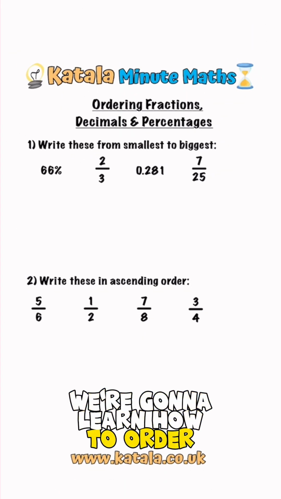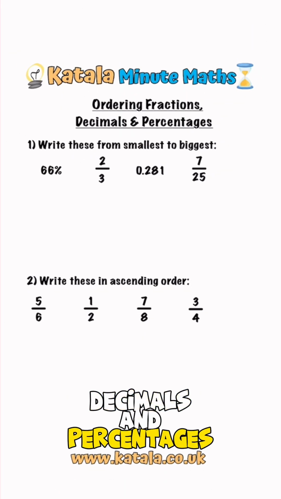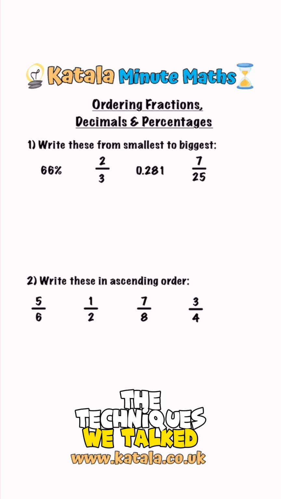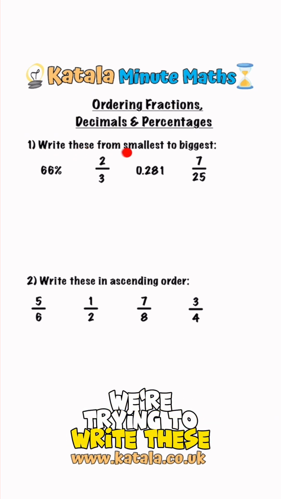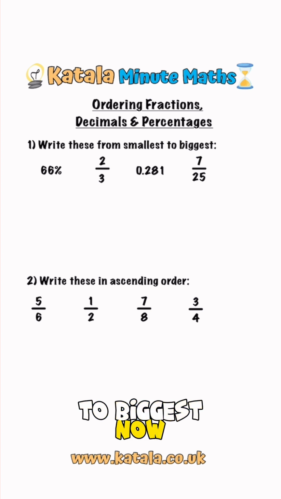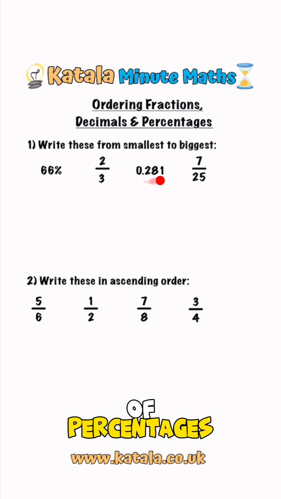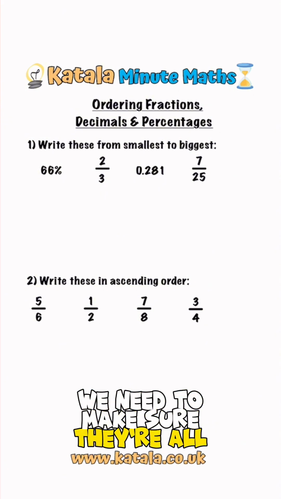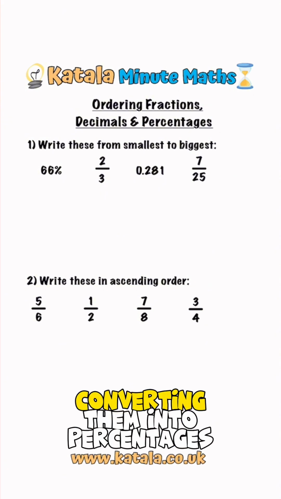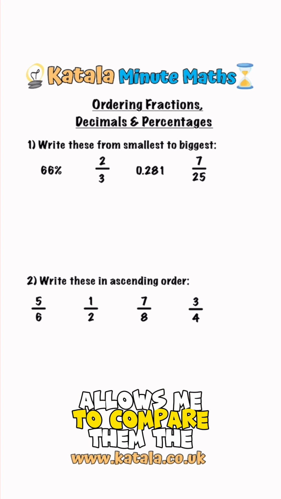In this clip, we're going to learn how to order fractions, decimals, and percentages, and we're going to be using the techniques we talked about in converting fractions, decimals, and percentages. So question 1, we're trying to write these numbers from smallest to biggest. Now, you can see we've got a mixture of percentages, decimals, and some fractions as well. In order to compare these, we need to make sure they're all in the same form. And I tend to find that converting them into percentages allows me to compare them the easiest.